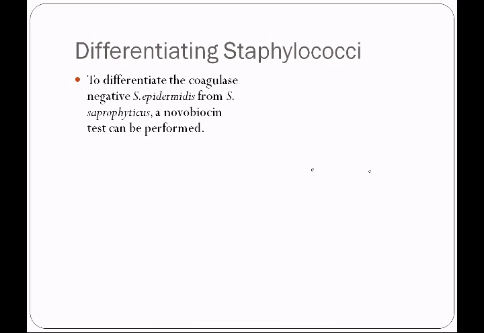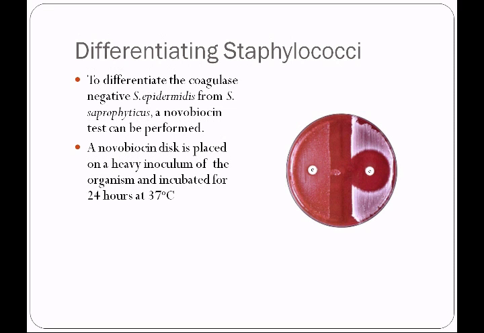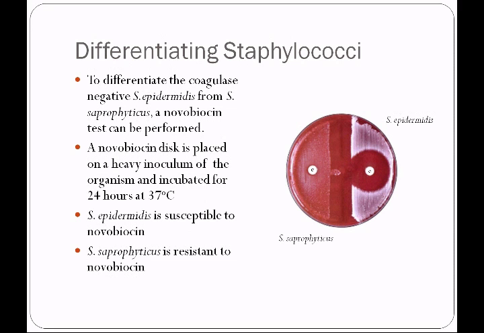Now it's necessary to differentiate the coagulase negative staphylococci, Staphylococcus epidermidis, from Staph saprophyticus. The test that we do for this is called the novobiocin test. Novobiocin is an antibiotic, and it is sold in a disc. The disc is placed on a heavy inoculum of the organism in question and incubated for 24 hours at 37 degrees Celsius. After incubation, you'll see a large zone of inhibition around the novobiocin disc for Staphylococcus epidermidis, whereas Staphylococcus saprophyticus is resistant to novobiocin.